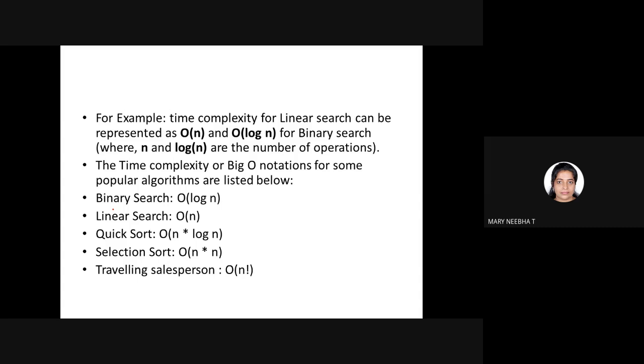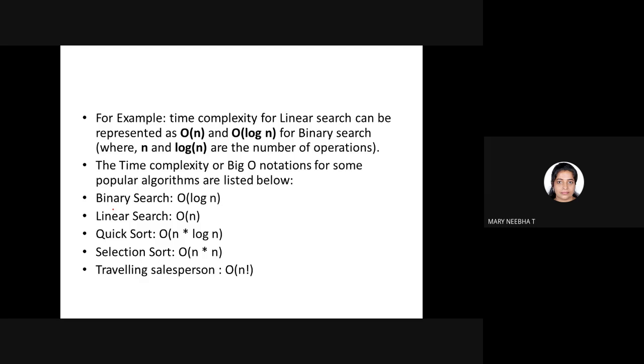Similarly, using big O notation, we have many familiar algorithms. You have also learned at least the definitions in C++, like binary search, linear search, sorting, quick sort, selection sort, insertion sort, right? Traveling salesperson, right? A lot of algorithms. Except the last one, you have learned all of these. So binary search is order of log n, linear search is order of n.